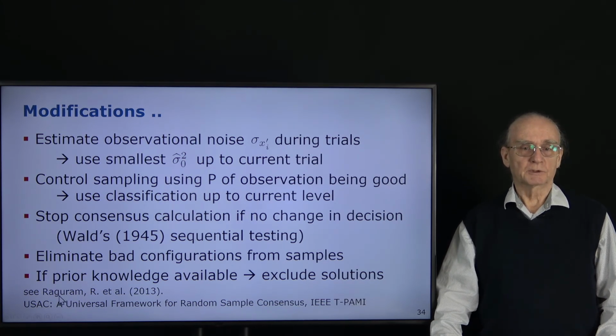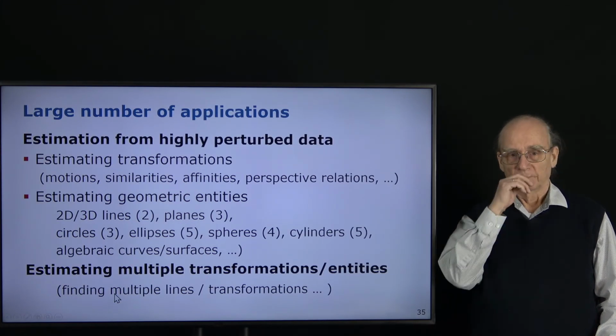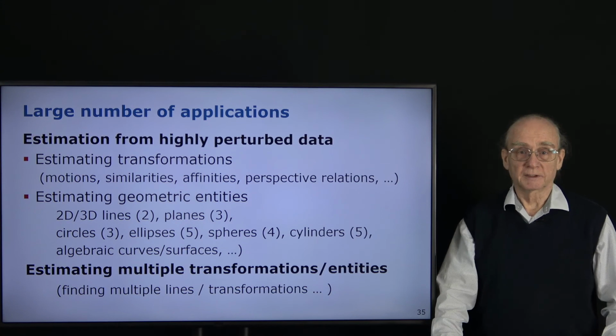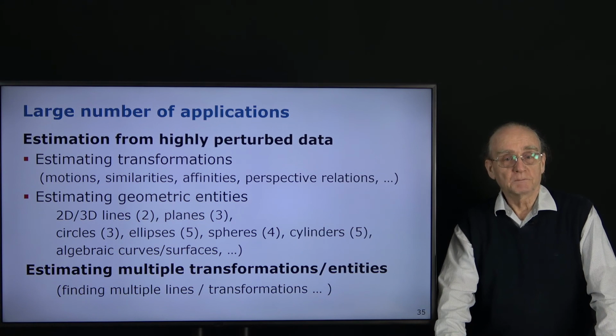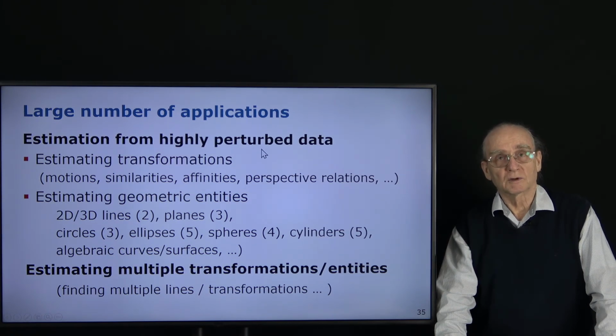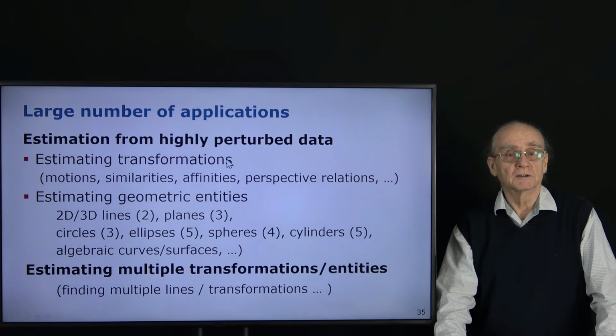There's an interesting paper which I refer to, which collects all these options and also describes a unified framework for the RANSAC. There are a lot of applications, not only that one which we had in mind with straight line fitting or similarity transformation. It's generally the estimation of highly perturbed data, of course, for cases where the number of parameters is not so large. So we could estimate transformations, motions, similarities, affinities, perspective relations, etc.